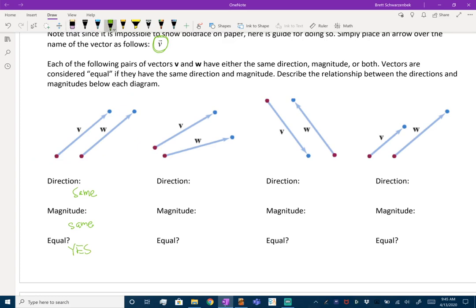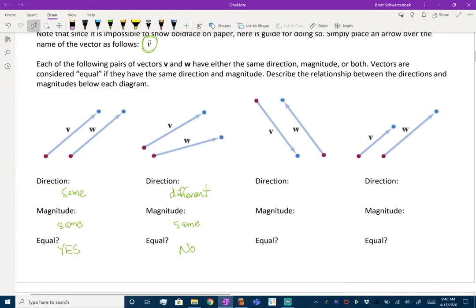Okay, what about the next one? If we look at these two here, would we say that these are going in the same direction? Now, direction is very specific. It has to be literally the same exact direction, not approximate. If you look at these two, these are going at a slightly different angle, so they're definitely going in a different direction. But would we say that they have the same magnitude? Do they appear to have the same length? Well, it is a little misleading, but they do indeed have the same length if you took a tape measure out. So would we say they're equal? Of course we would not, because they have to be both the same direction and magnitude.